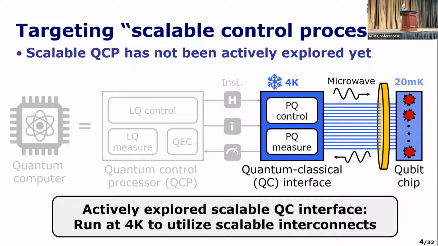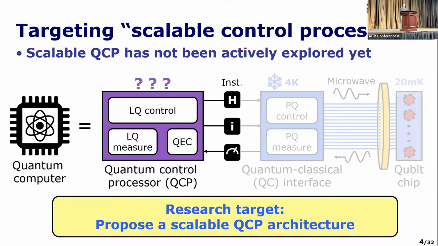First, the scalable QC interface design is already actively explored. For example, the analog cables are the scalability bottleneck. The 4 Kelvin QC interface has been proposed to utilize scalable interconnects. However, a scalable quantum control processor has not been actively explored yet. Therefore, we target to propose a scalable quantum control processor architecture in this work.